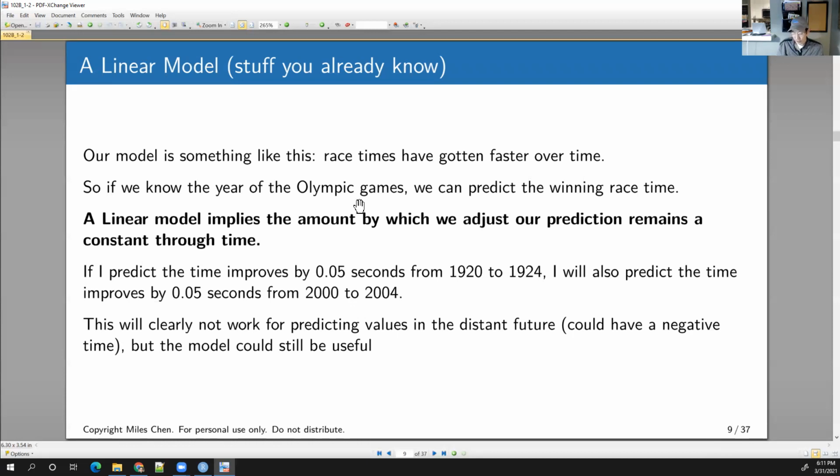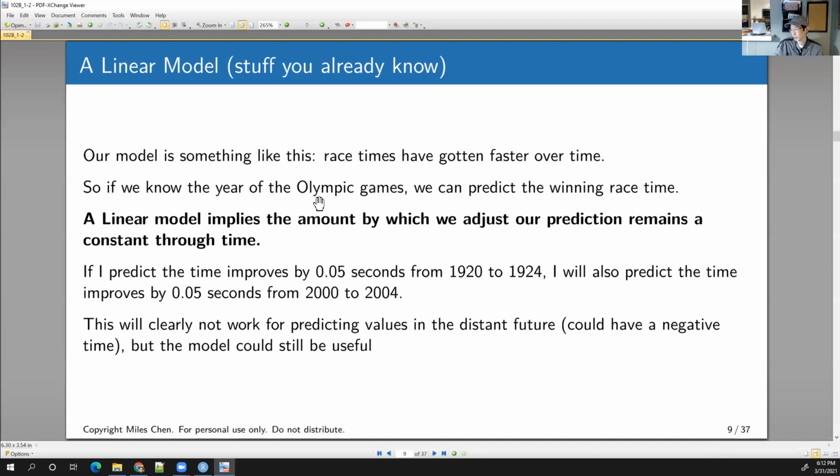And so we're going to start off with a linear model. And what a linear model says is that the amount we would adjust our prediction remains constant through time, okay?